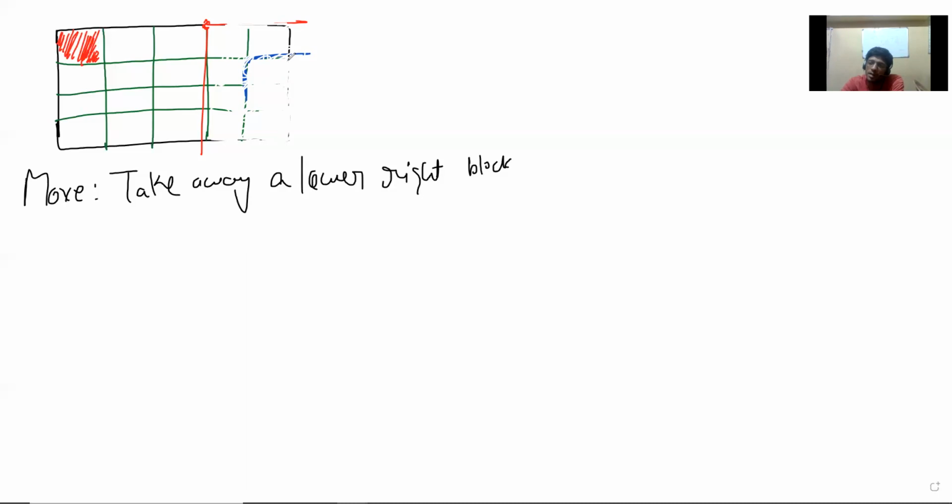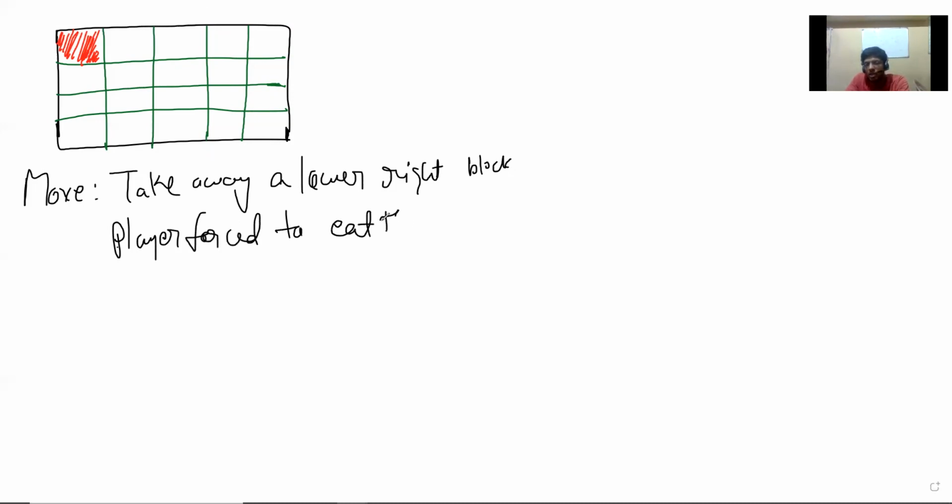Because that's poison. The person who is forced to eat that, obviously nobody would choose to eat that, so no one would pick this point and take away this thing. That is crazy, right? But you see, the person who makes the last move will lose because there's poison. I'll just say the person who has to eat the poisonous cookie. So the player forced to eat poisonous cookie loses, okay?